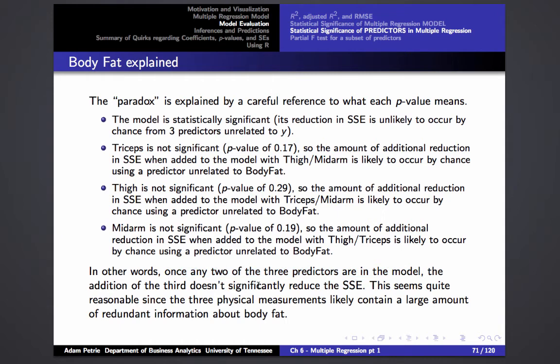Yes, the model is statistically significant. Something about triceps, thigh, and mid-arm is helping us to predict the body fat percentage better than the naive model. And the p-values of the individual predictors are just telling us that, hey, we just need two of the three. Adding in a third variable is unnecessary. The information about body fat that the other two predictors contain is sufficient. Adding in a third variable, regardless of what that third variable is, doesn't really help me out.